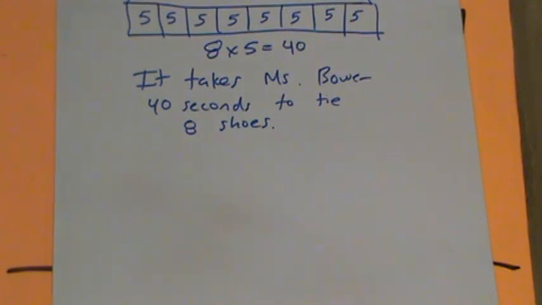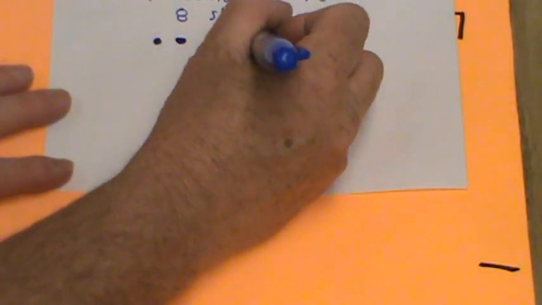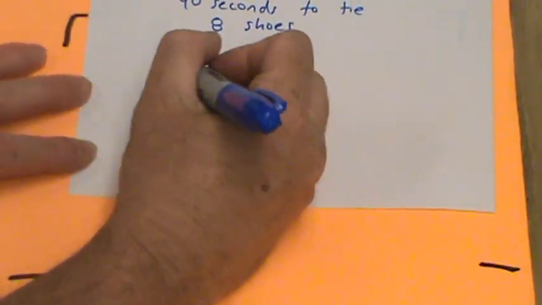So let's think about this some more. Let's go over, use the same piece of paper, and we're going to make a 6 by 10 array, okay? 6 by 10. 1, 2, 3, 4, 5, 6.